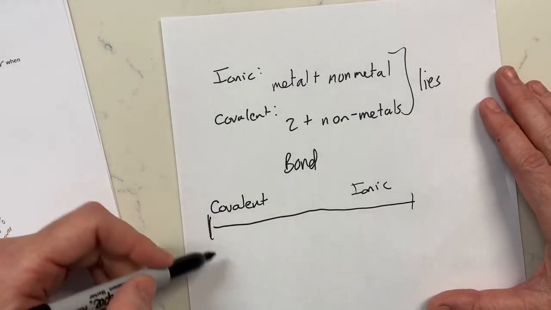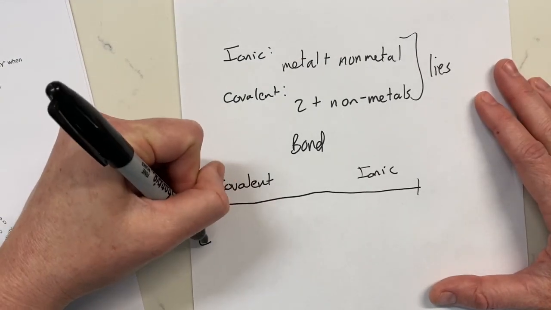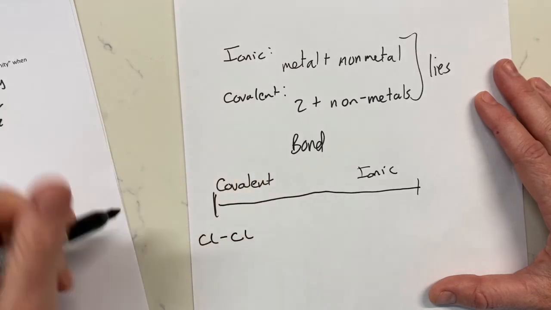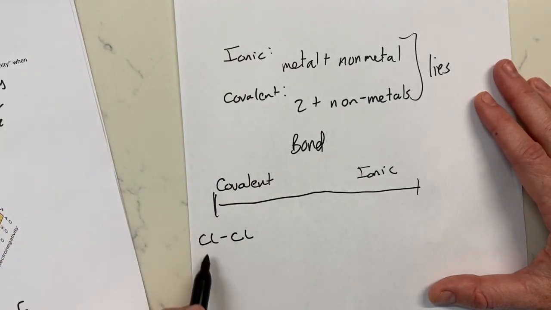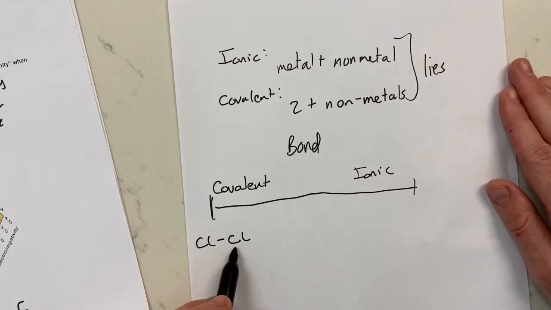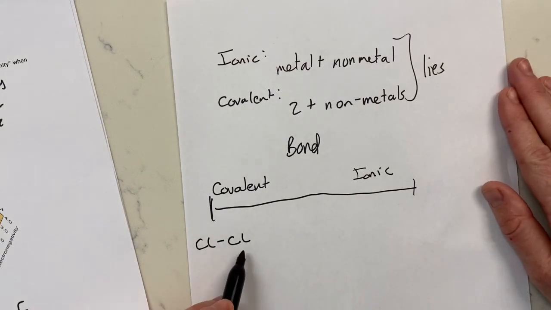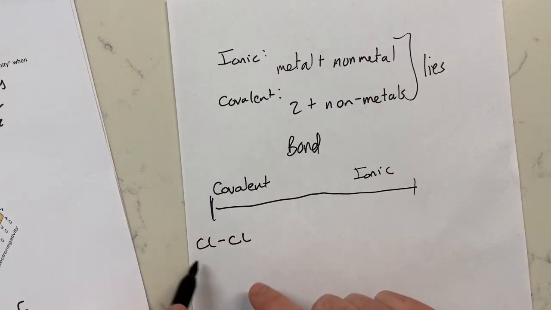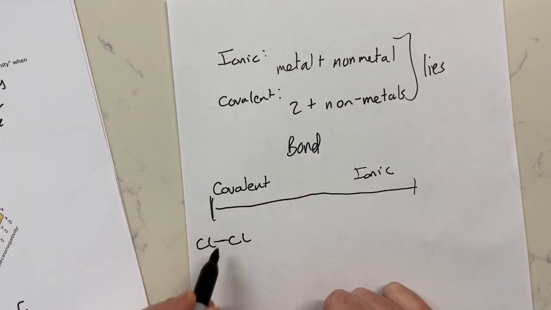If you have something that's totally covalent, you're looking at something like chlorine bonded with chlorine. Here's how I know. Chlorine wants an electron just as much as chlorine does. And because chlorine wants an electron as much as chlorine does, they pull this electron equally, and this bond is really evenly placed between these two things.